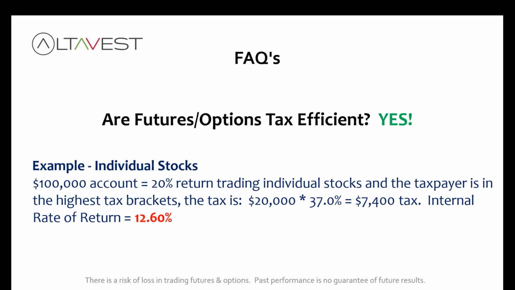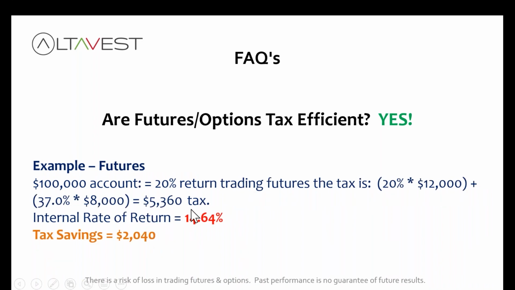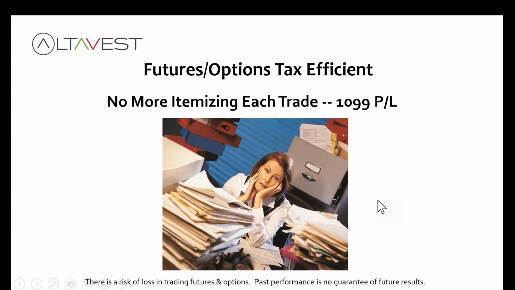Now, if you have that same return and you're trading with us, you only pay $5,360 in tax, for a rate of return of 14.64%. So that's a difference of over $2,000 in tax savings simply because you're trading in the proper instruments, which are futures and futures options. And there's no more itemizing all those individual stock trades and wash sales, which can be a real headache.